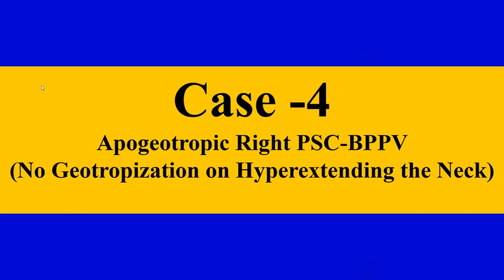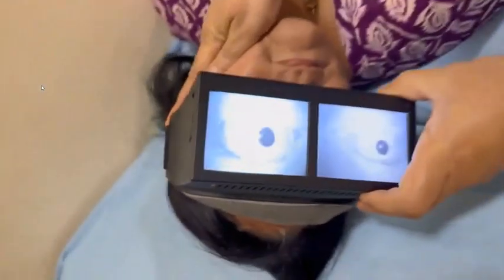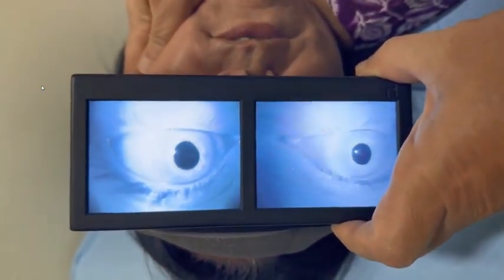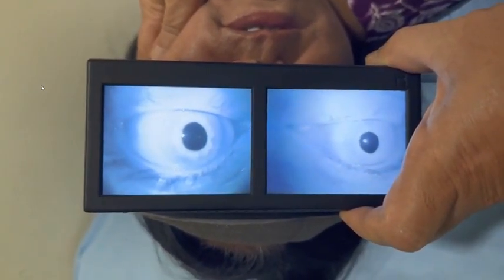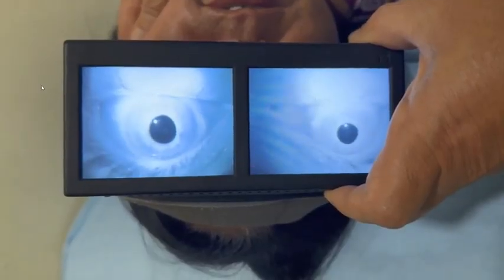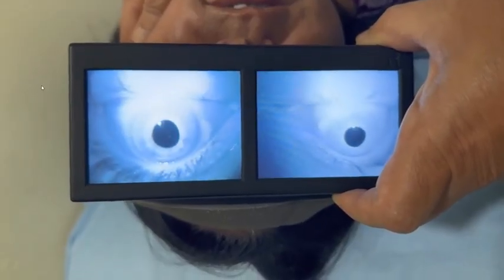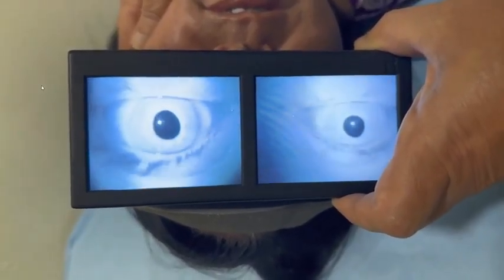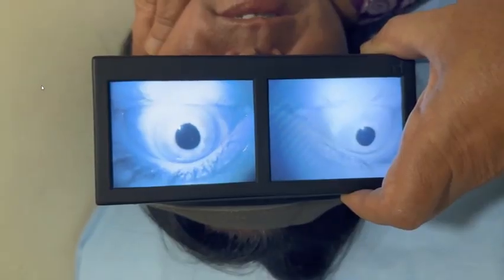Case 4 is apogeotropic right posterior semicircular canal BPPV. No geotropization occurred on hyperextending the neck. This is a lady in her mid 40s. In the right Dix-Hallpike test, the speed is increased around 3 times, so the nystagmus appears like the excitatory nystagmus of the anterior semicircular canal, but in fact it is slow crescendo decrescendo, left torsional downbeating.